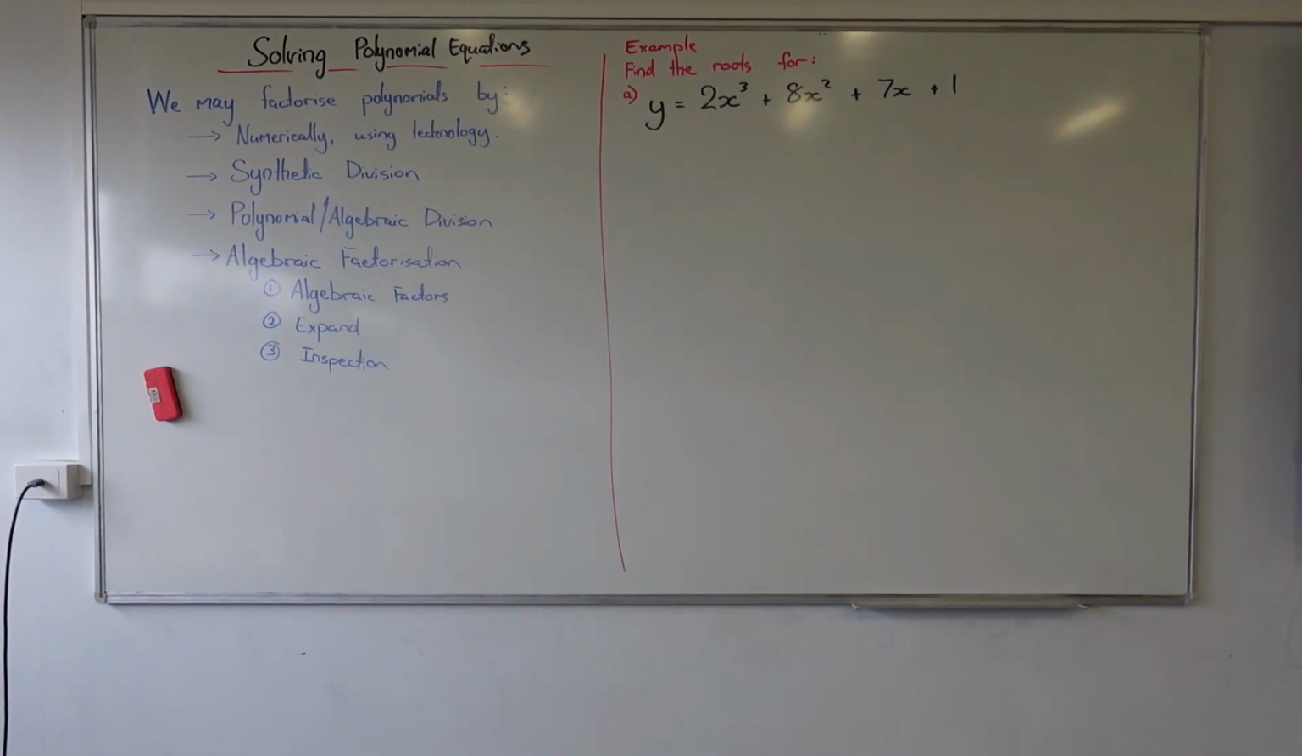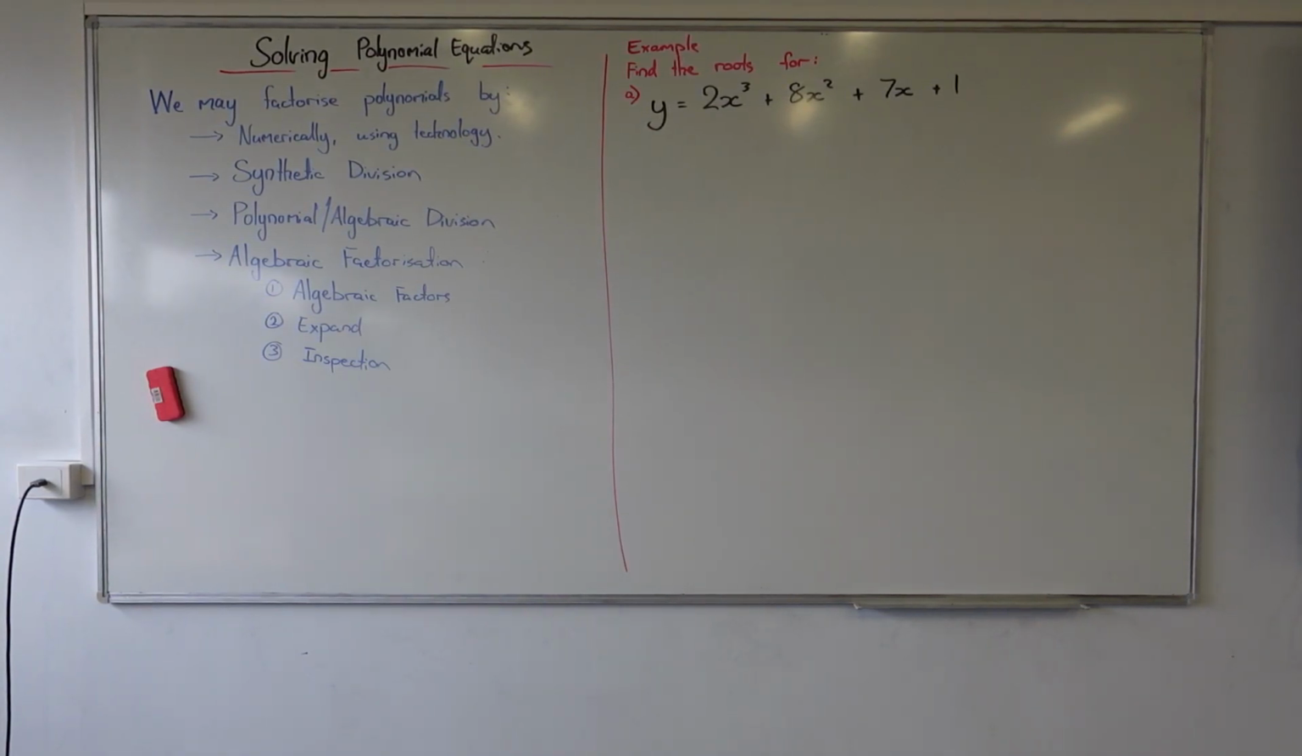How we can solve polynomial equations. So on the board I've got the first one, which is find the roots for y equals 2x cubed plus 8x squared plus 7x plus 1. Now if we were going to solve this, what would we set the value of y to? 0. Yeah, we'd set the value of y to 0.